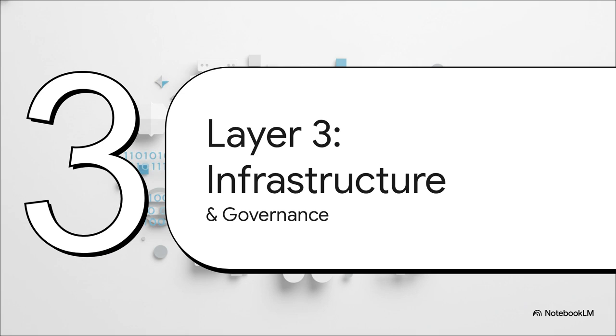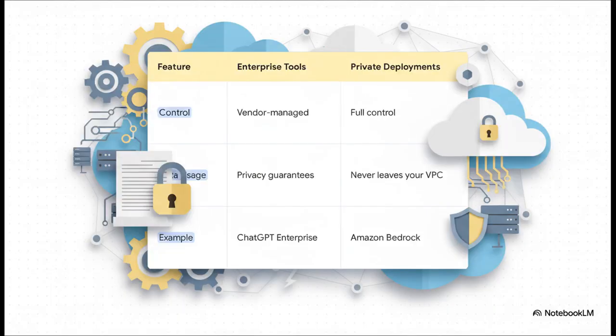So let's move on to our final layer, layer 3, which is really the foundation of the whole fortress: infrastructure and governance. This is all about building strong walls with secure technology and then setting up the laws of the land with really clear policies. On the infrastructure side, the walls, you've basically got 2 main paths. You can go with enterprise tools, where you get a contract saying your data won't be used for training, or for maximum security, you can go with private deployments, where the AI models actually run inside your own private cloud and your data literally never leaves. It really boils down to a classic trade-off: convenience versus absolute control.